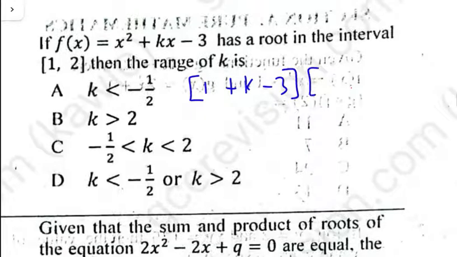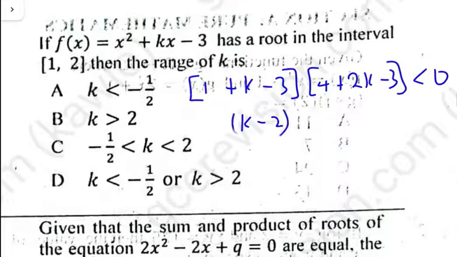times, now when x equals 2, you got 2 squared is 4 plus 2k, plus 2k minus 3. This product should be less than 0. So from here, I have k minus 2 into 2k plus 1 should be less than 0.